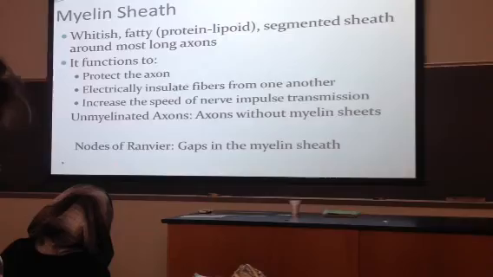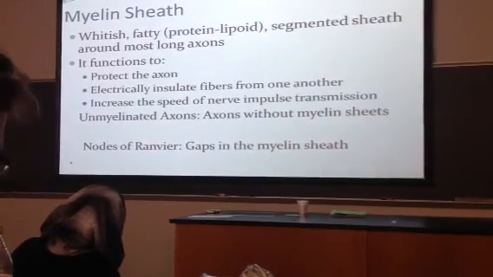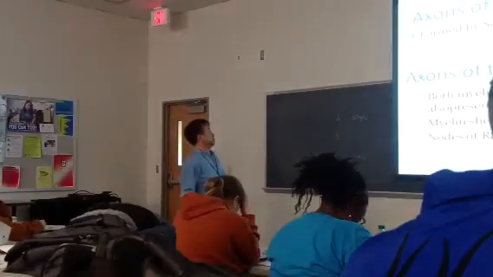Have we talked about nodes of Ranvier? Nodes of Ranvier are constrictions that occur along the myelin sheath where you can see the bare axon.